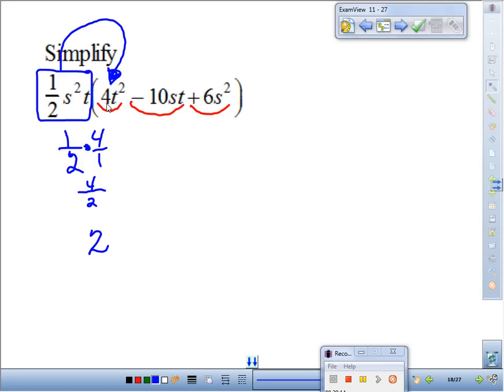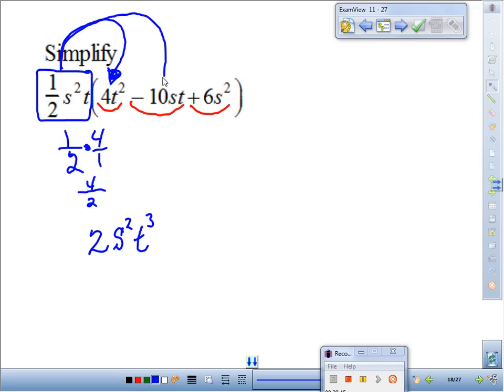From there, variables with variables. What is s squared t times t squared? What is t squared times t? T to the third, but there isn't an s here, so I'm going to write s to the second, t to the third. Are we there so far? Let's go to the next term.